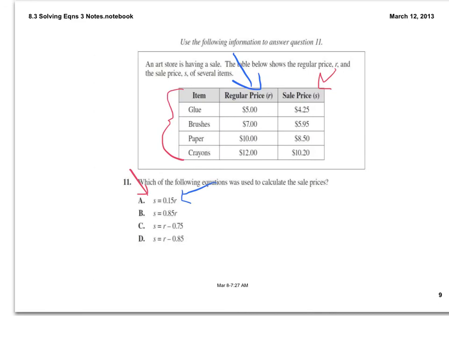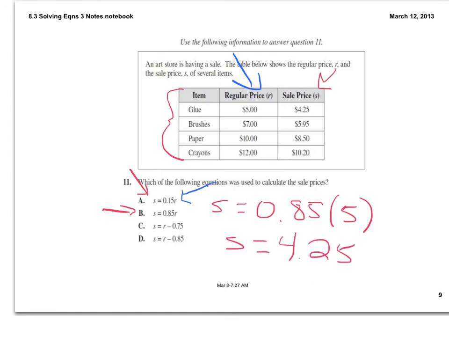The correct answer here, and I'll save you the work, will be B, because when S equals 0.85 times 5, the sale price is $4.25. If you look at brushes, paper, crayons, the same will also be true. So your final answer here is B.